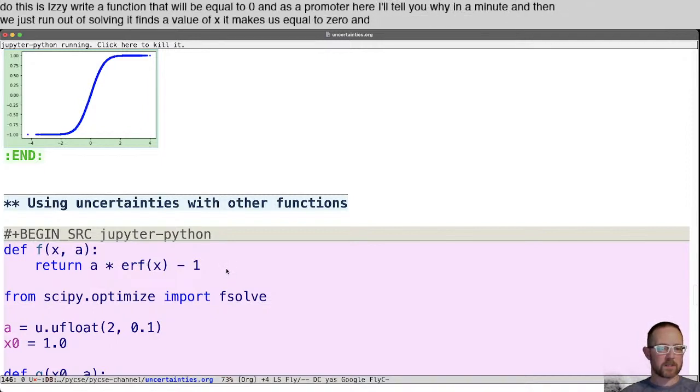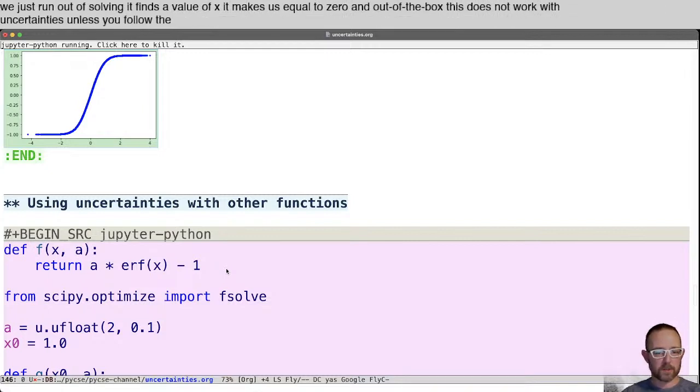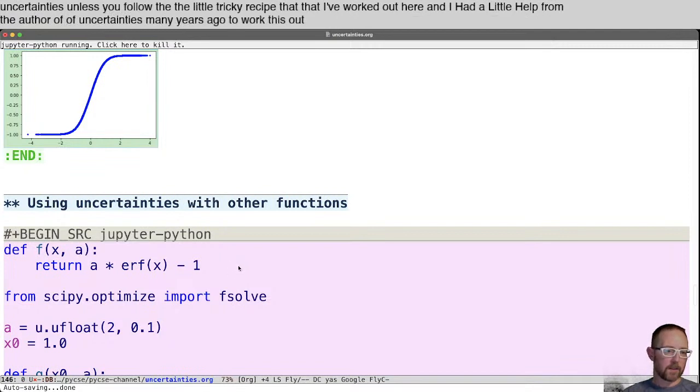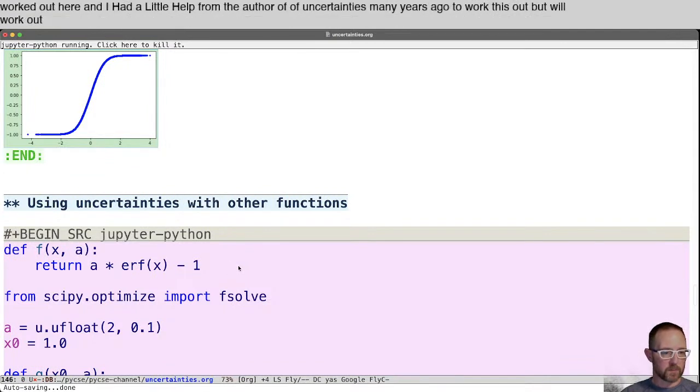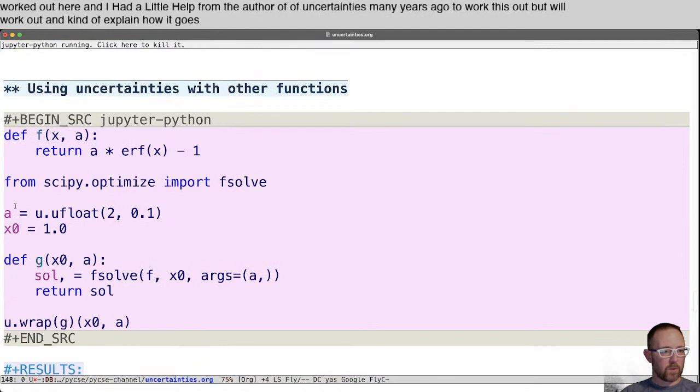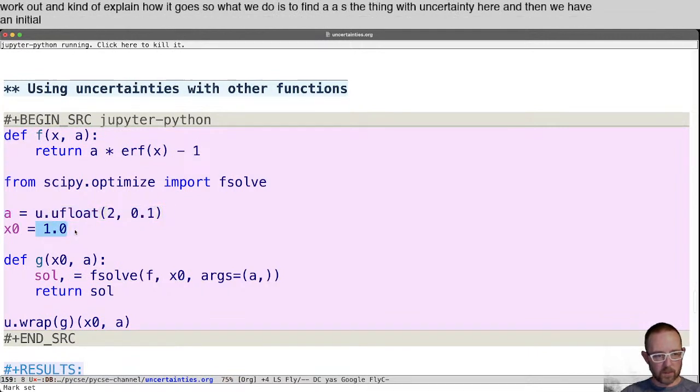And out of the box, this does not work with uncertainties unless you follow the little tricky recipe that I've worked out here. And I had a little help from the author of Uncertainties many years ago to work this out. But we'll work out and kind of explain how it goes. So what we do is define a. A is the thing with uncertainty here. And we have an initial guess that we don't know.